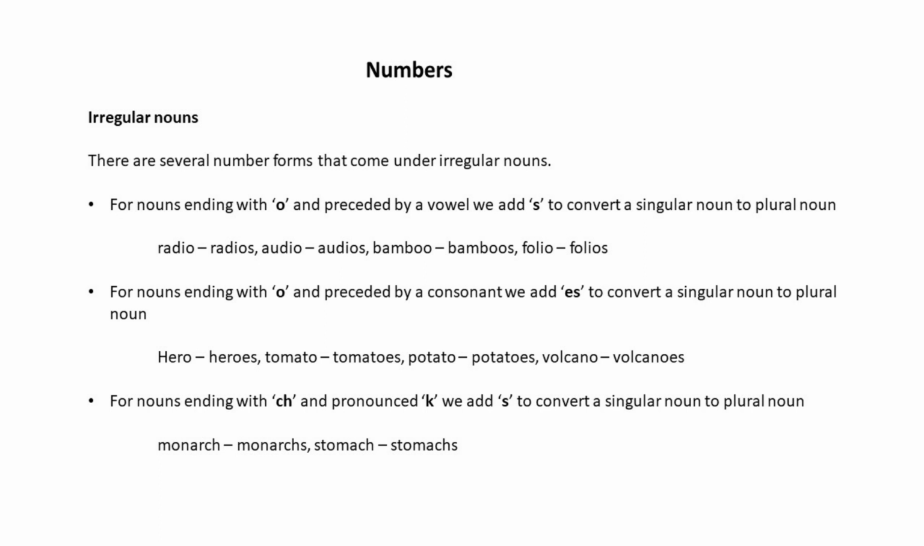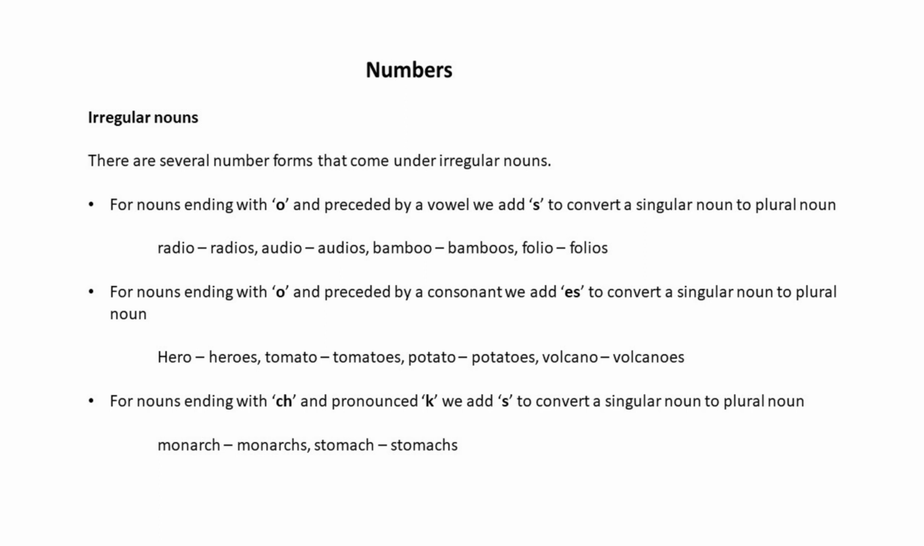For example, if I say the word hero, hero ends with the letter O, but if you see, it is preceded by the consonant R. So the plural form of hero will be heroes and we get that by adding the letters ES in the end. This is the case with the words tomato, potato and volcano. In each of these cases, you add the letters ES in the end because each of these words is ending with the letter O and it is preceded by a consonant.